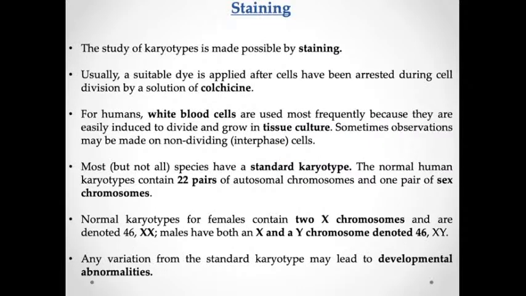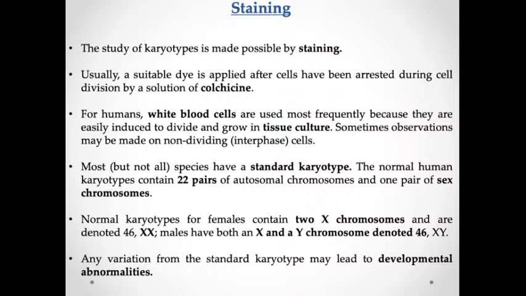The study of karyotype is made possible by staining. Usually a suitable dye is applied after cells have been arrested during cell division by a solution of colchicine. So to see them, we have to do staining, and to double your chromosomes, we always use colchicine as a medium. For humans, white blood cells are most frequently used because they can easily be induced in tissue culture and led to the division of non-dividing cells also.